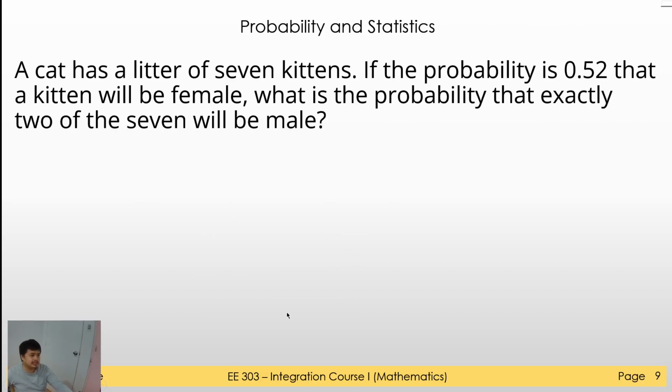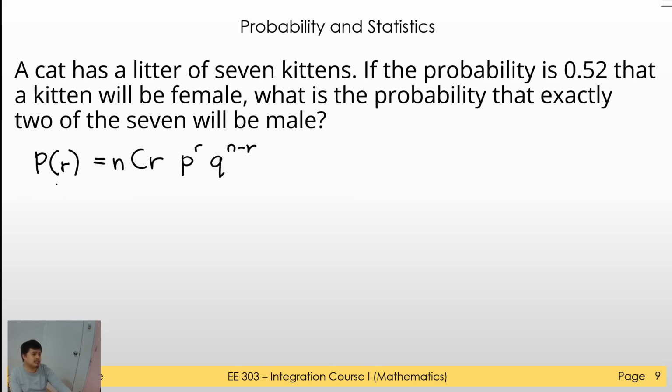Next one: a cat has a litter of 7 kittens. If the probability is 0.52 that a kitten will be female, what is the probability that exactly 2 of the 7 will be male? For this problem, we have two cases, and if it only has a failure and a success, we can use the binomial distribution. The probability of R happening is equal to N combination R times P raised to R and then Q raised to N minus R.